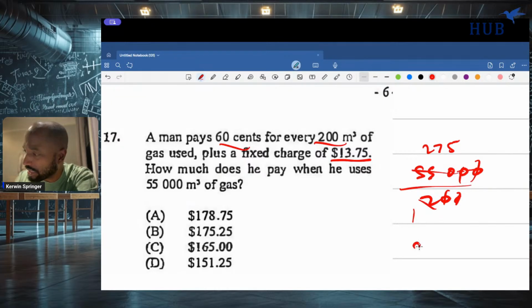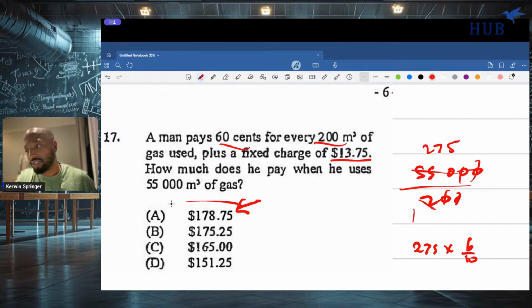What did I do next? Did I say 275 multiplied by 6 tenths for 60 cents? And then what? I need to add the 1375 to this. And what did it turn out to be? It turned out to be A. It turned out to be this.